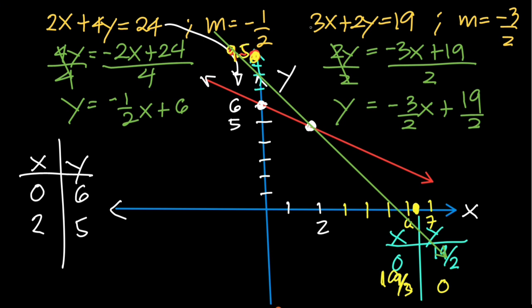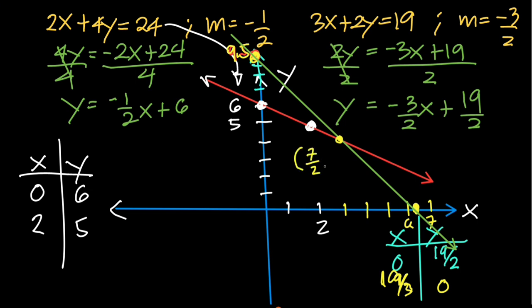But you'd better use graphing paper. So this point, it shouldn't intersect there, it's somewhere here. Let me check. It should be somewhere here, not the exact point. So this point is 7 over 2, 17 over 4.